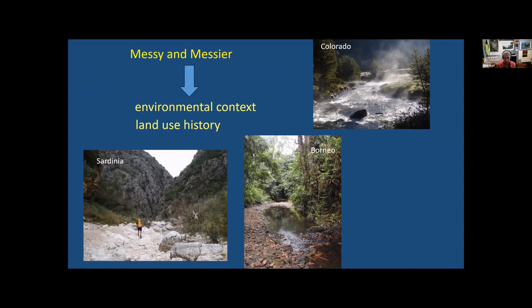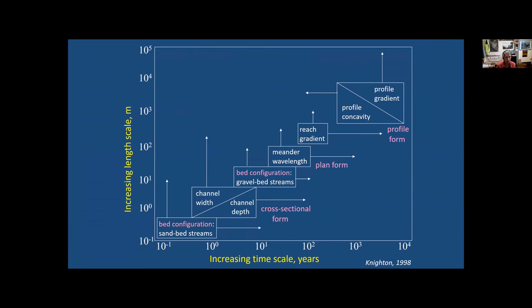So that's what I mean by environmental context, understanding how that river corridor operates and what are the sources and forms of heterogeneity. And one way to think about this is using this nice diagram from Knighton's 98 text on fluvial forms and processes, where he was referring to differing spatial and temporal scales of response or adjustment in streams, from things like the dunes and ripples in a sandbed that respond quickly over small spatial scales to the gradient or concavity of the entire profile of the entire river network.